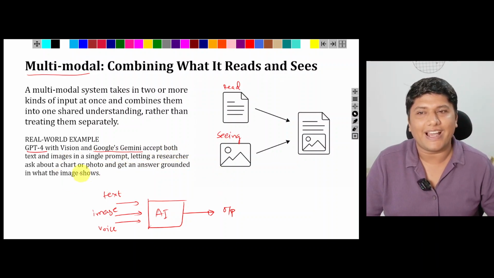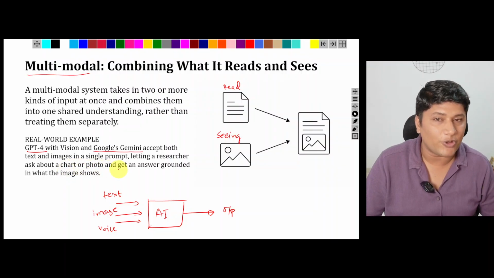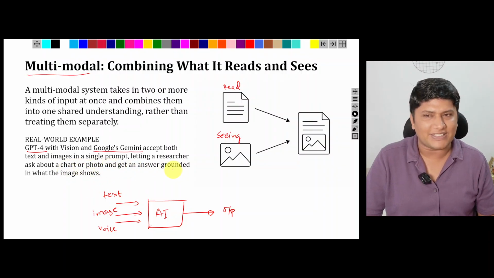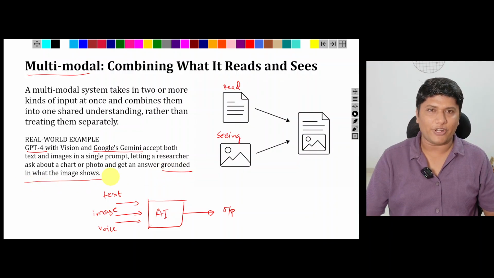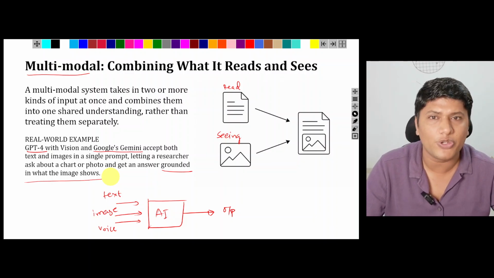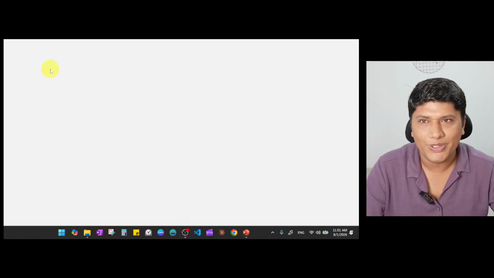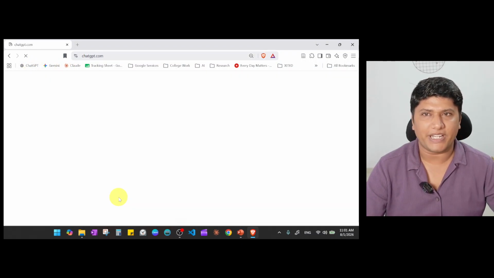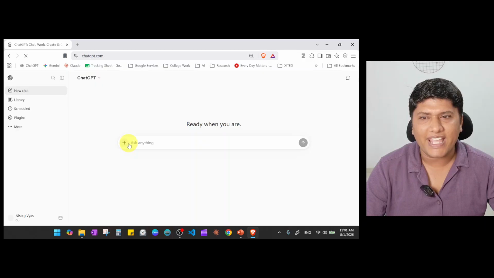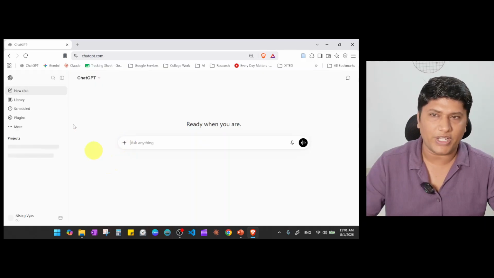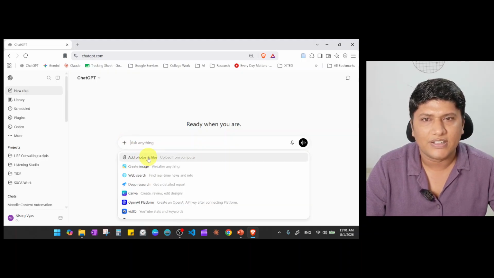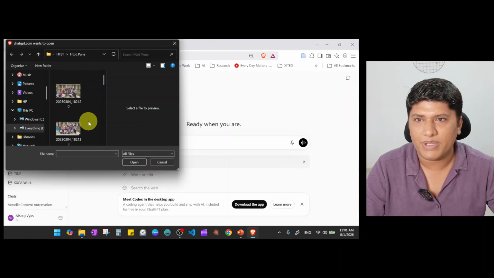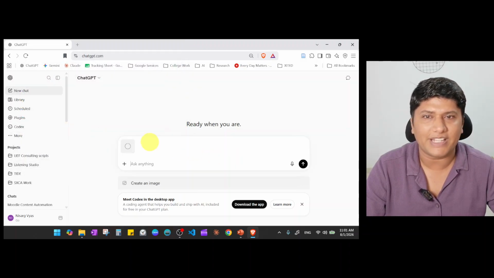Okay, they can understand charts, they can understand photographs, and they can give answers which are grounded in what the image actually shows. For an example, if I go to ChatGPT, let me show you a live demo. Right now, I can go to ChatGPT and I can give it an image. Okay, this is my account of ChatGPT. I can give it an image by adding files, photos. Okay, I have some image here, like we have a few people here in the image.